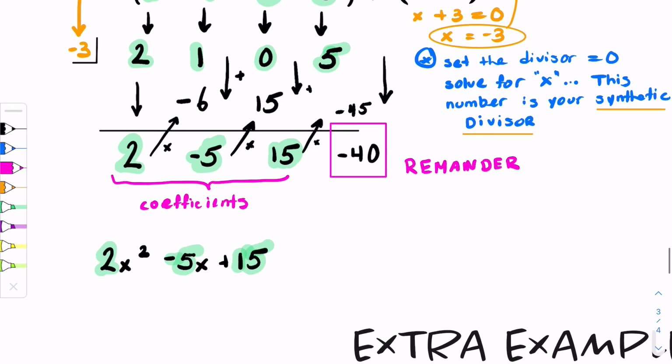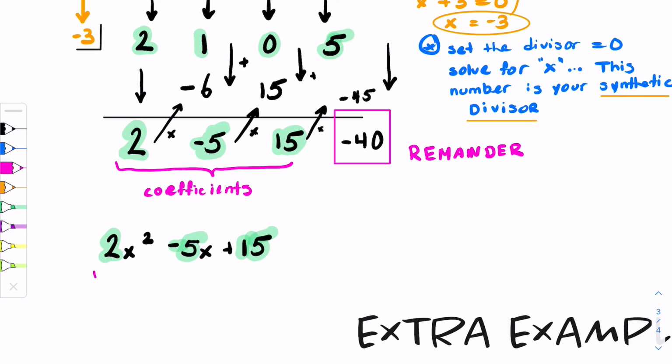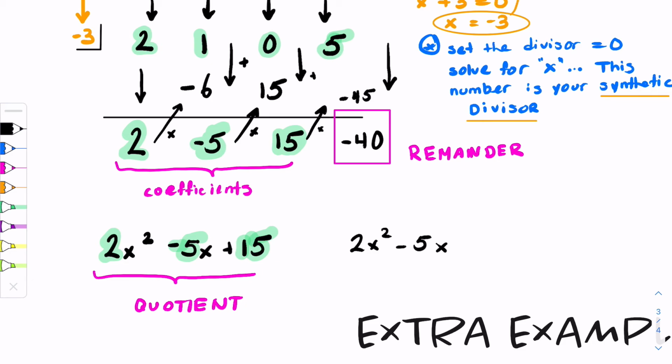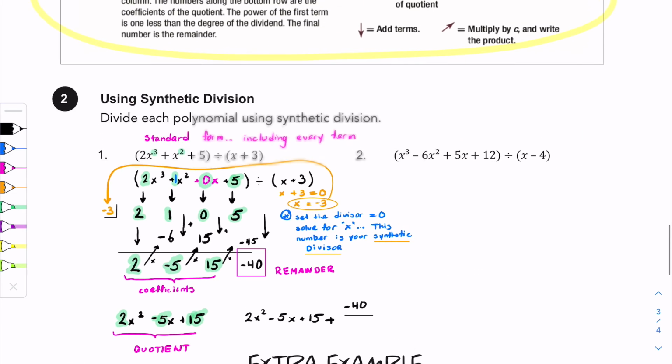All right, when we write our final answer, we write our quotient, which is what we just found. This here, quotient. Final answer is quotient of 2x squared minus 5x plus 15 plus your remainder of -40 divided by your original divisor. Your original divisor is up here. It is x plus 3.